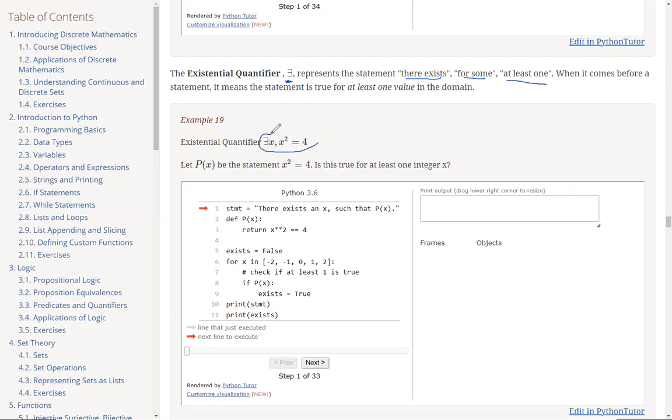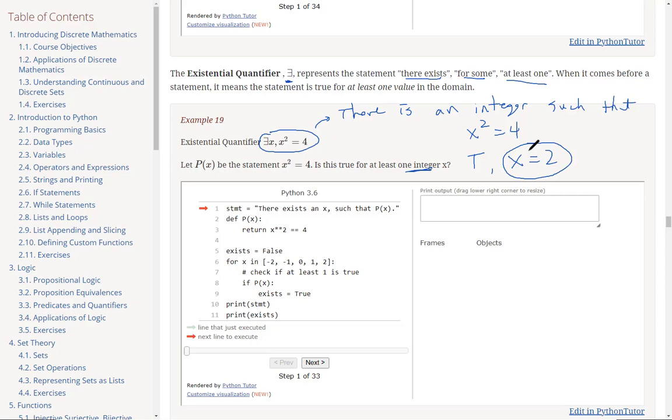So here's an example. Writing this out in English, we would say there is an integer, because that's our domain, there is an integer such that x squared is equal to 4. Well, this is a true statement because we can find one integer that it works for, in particular, the integer x equals 2. That makes that a true proposition.